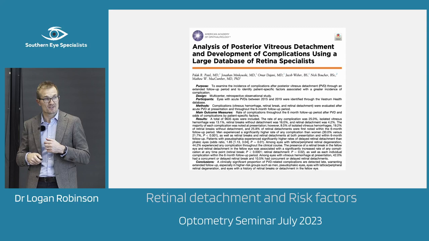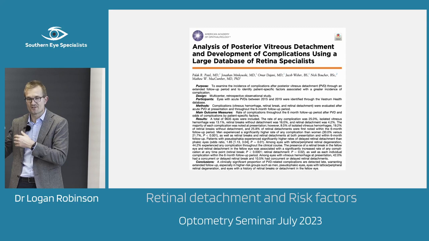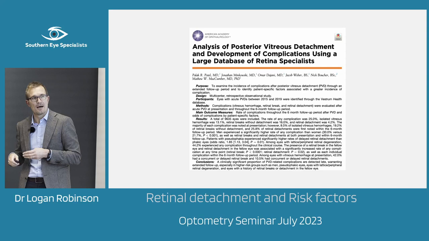They looked at people who presented with acute posterior vitreous detachment. So they said that was flashes and floaters within 4 weeks of being seen. And then they assessed them and saw whether they had any complications, which they called a retinal tear, a retinal detachment, or just a vitreous hemorrhage with neither of those things. And they looked at how many people had it at presentation, then how many developed it later.